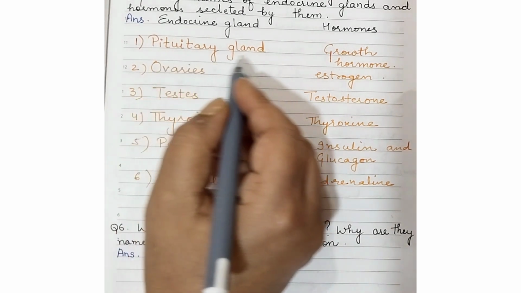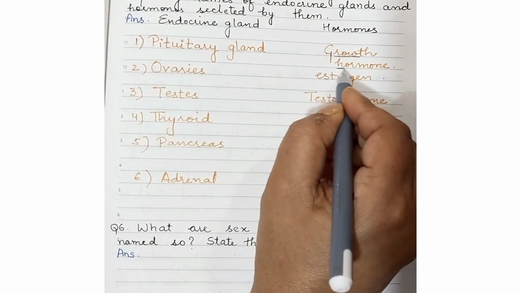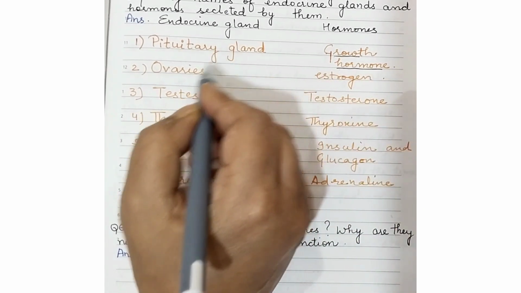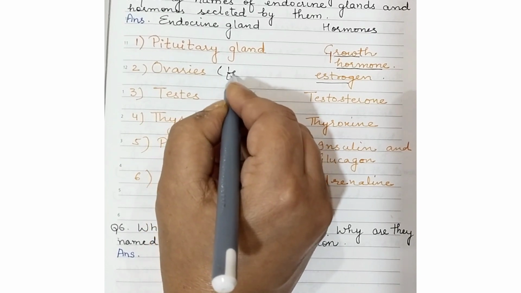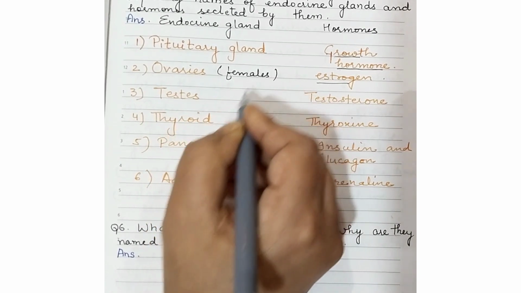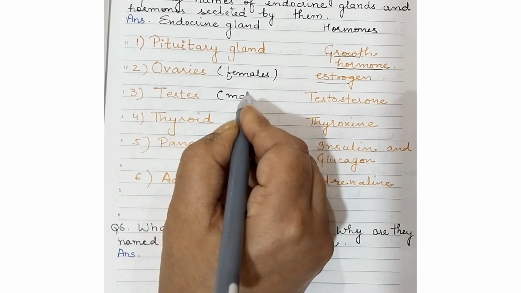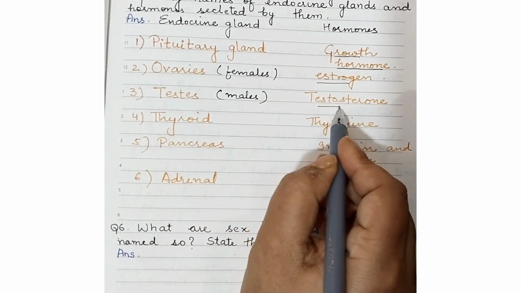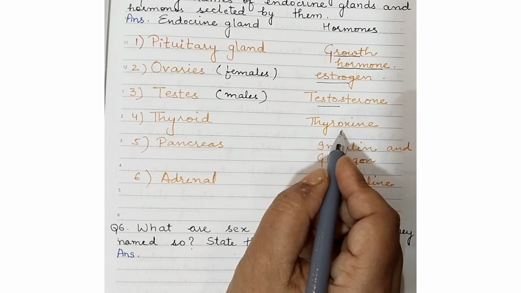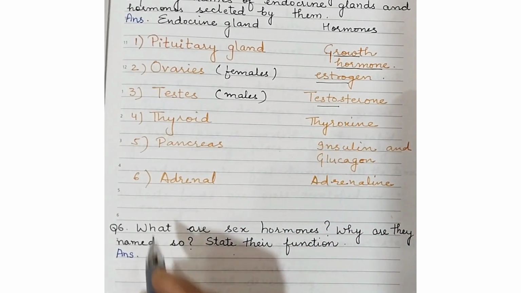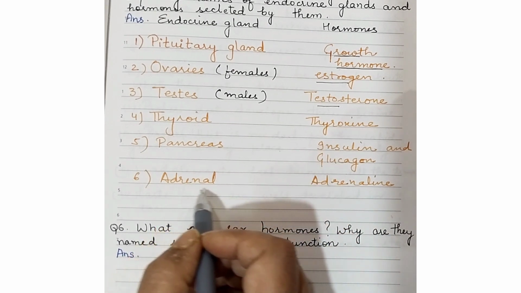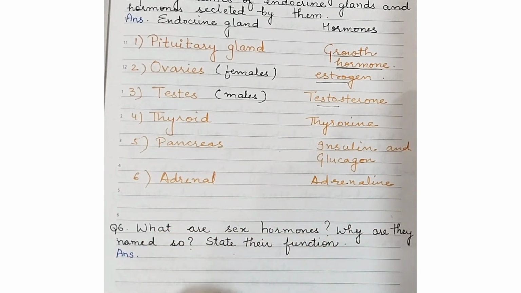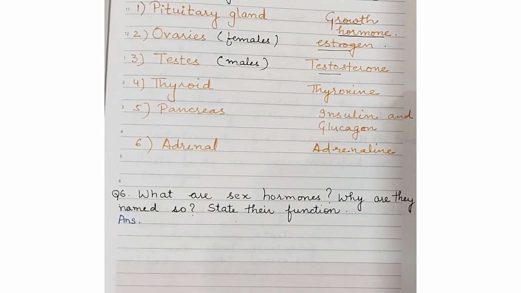So once again, pituitary gland, growth hormone. Our growth is its responsibility. Now next one is ovaries. As you know, these glands are present only in females. Estrogen is secreted. Testes in males secrete testosterone, thyroid, thyroxine. Then pancreas secretes sugar controlling hormones, insulin and glucagon. Adrenal glands, they produce adrenaline. I hope you understand this answer.